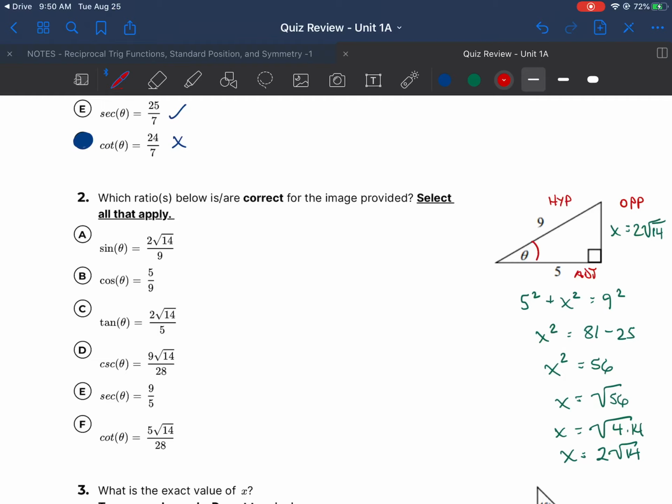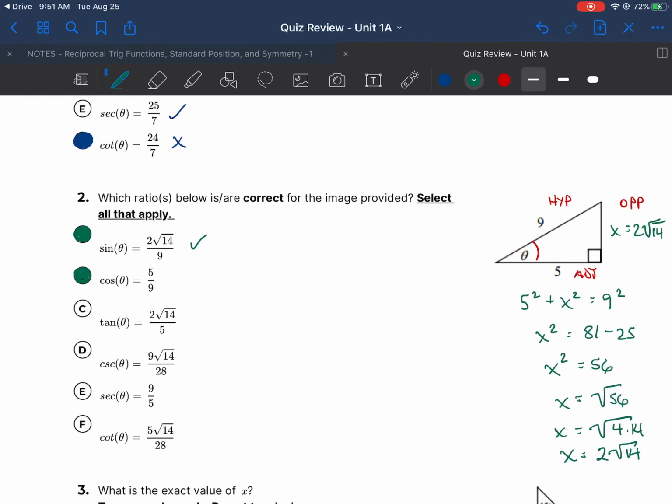So let's see if these ratios are set up correctly. So the sine of theta, we're saying is 2 root 14 over 9, well, opposite over hypotenuse would be 2 root 14 over 9, and that can't be simplified any further, so that is correct. The cosine of theta is going to be the adjacent over the hypotenuse, which is 5 over 9. That cannot reduce any further, so that is correct.